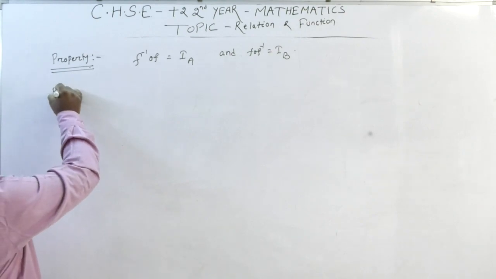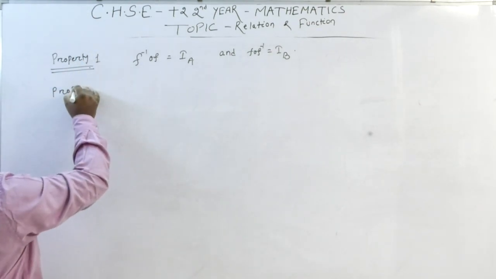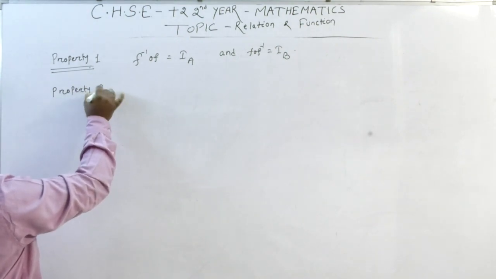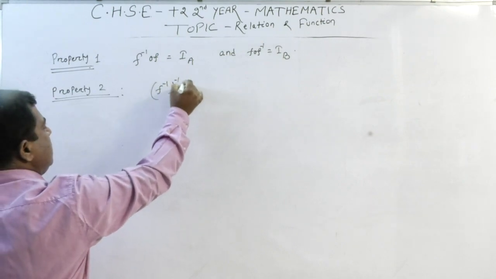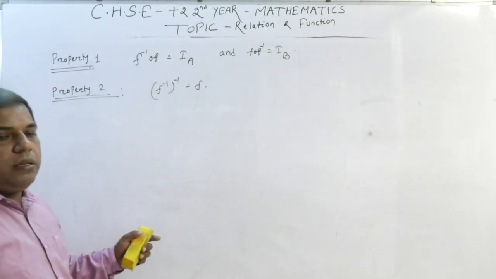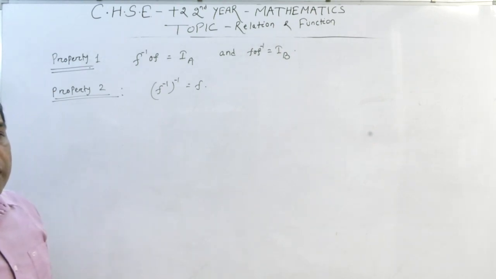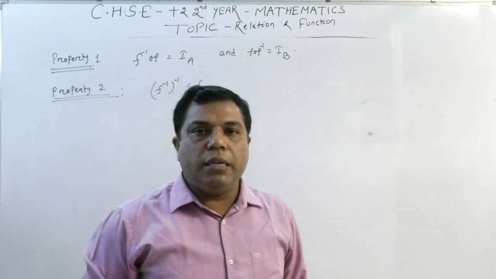So this is property 1. Next, property 2 is that the inverse of the inverse is the original function. Okay, so these two are very important properties for you. So please make them as a note.